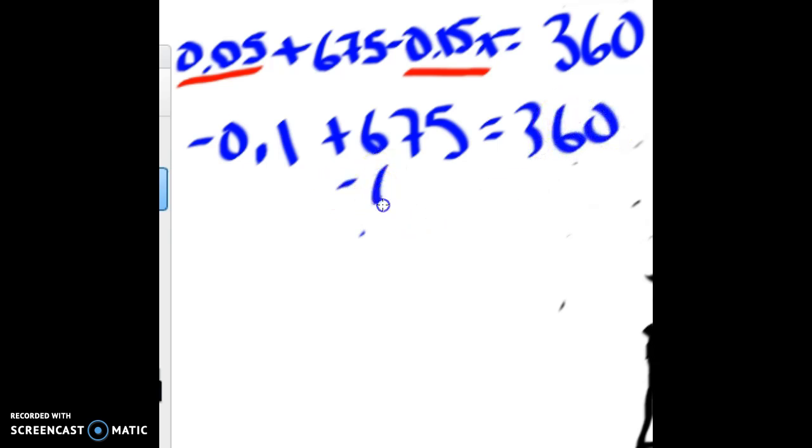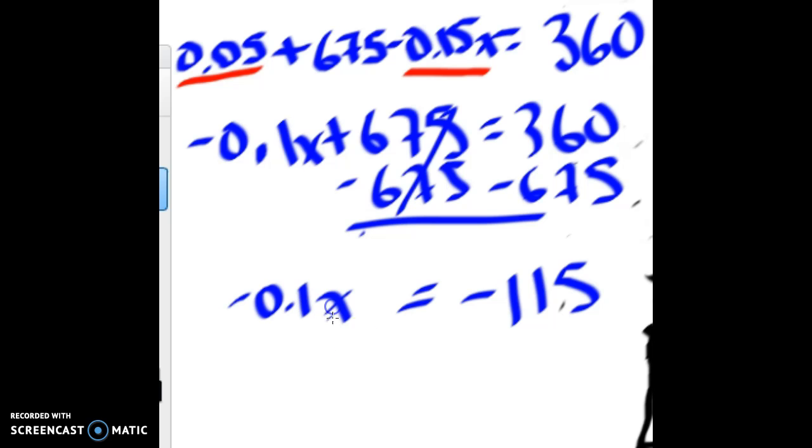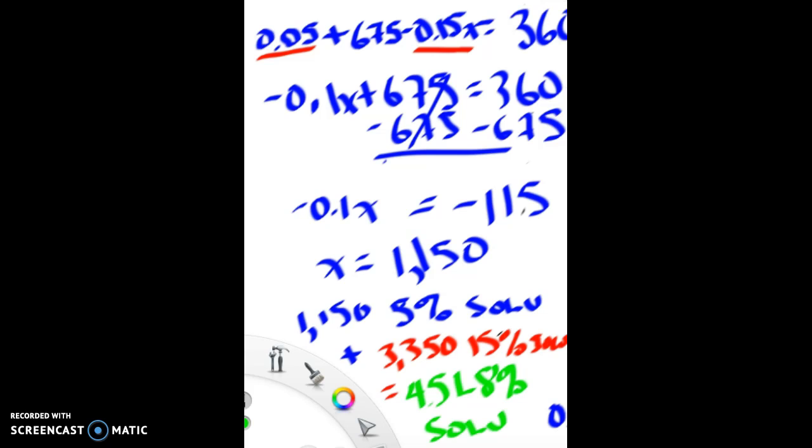And now we're going to subtract 675 from both sides. And we are going to get negative 315 is equal to negative 0.1x. And x is equal to positive 3,150 milliliters of the 5% solution to go into 1,350 milliliters of the 15% solution to give us 4.5 liters of the 8% solution.